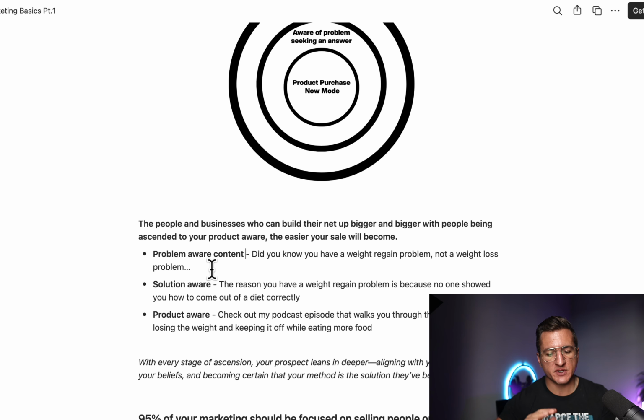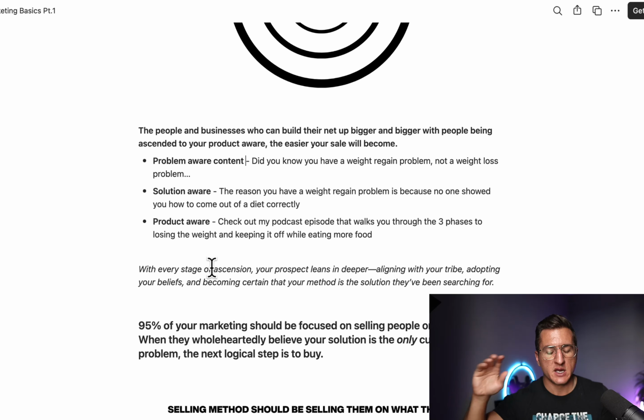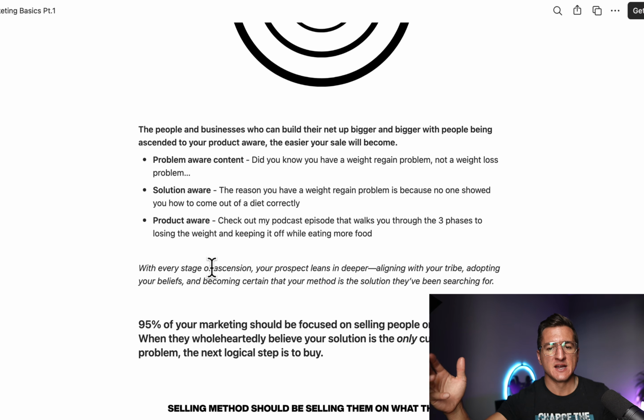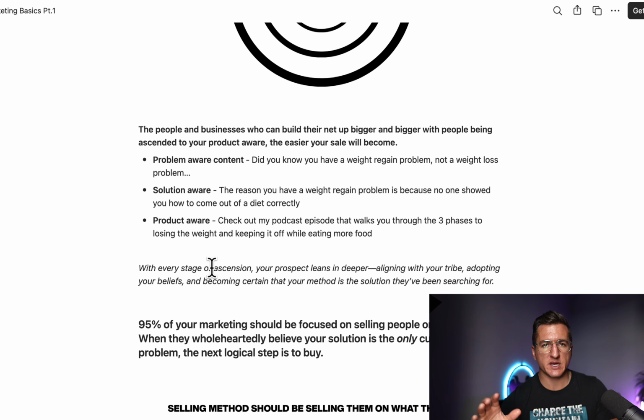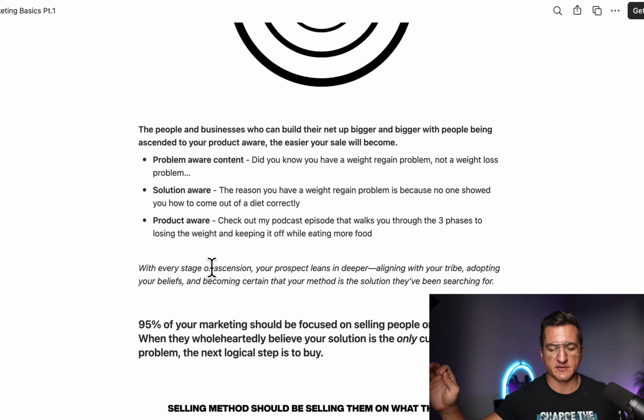Now the solution: the reason you have a weight regain problem is because no one has showed you how to come out of a diet correctly. Now they have that aha moment, that epiphany. Now the logical brain is like, oh wow, that makes so much sense. Nobody's ever said it like that. So when they decide to go back and look for a product, they are not going to allow us to be commoditized with businesses that are just saying they're going to help them lose weight. Well, I don't have a weight loss problem. I actually have a weight regain problem. So I'm looking for the product that actually walks me through the process of learning how to come out of a diet correctly.